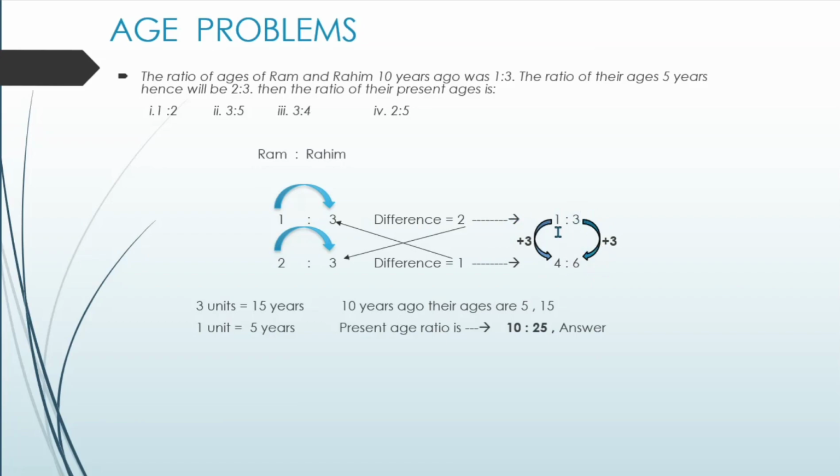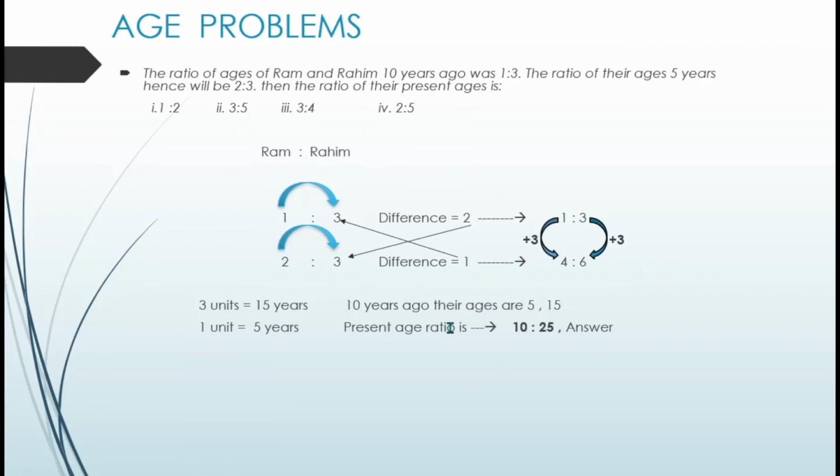Now your task is to find out the actual increase. That means 1 is increased to 4 and 3 is increased to 6. So this increase should be equal after performing all the steps I have just told you. After getting the increase, you are going to equate it with the age gap which is given in the question, that is 10 and 5. So the total age gap is 15 years. So this 3 units increase is equivalent to 15 years. So you must be getting 1 unit is equal to 5 years.